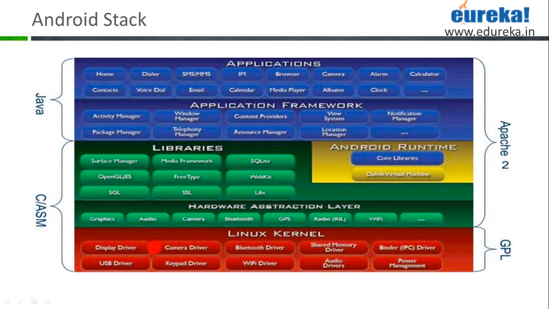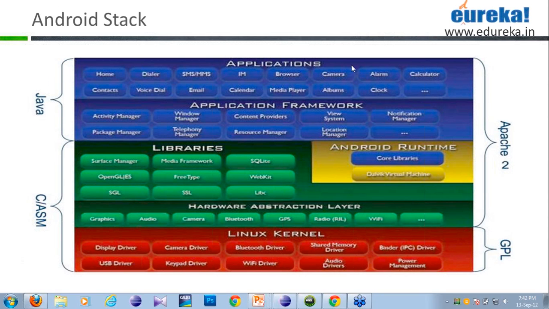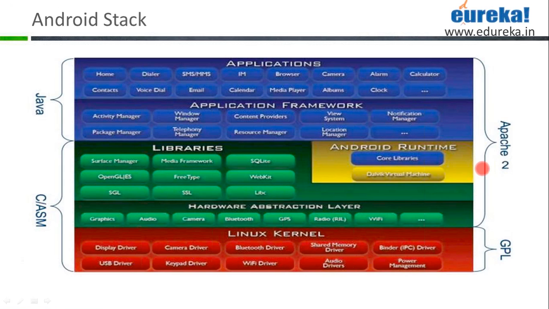So this is the complete Android stack that we have. As you can see here, the bottom three layers are written in C or assembly language. I had a question from Siddharth, what is ASM here? C or assembly language is the term that I have used here, and the above two layers are written in Java, as you can see here. So this is governed by the Java classes.